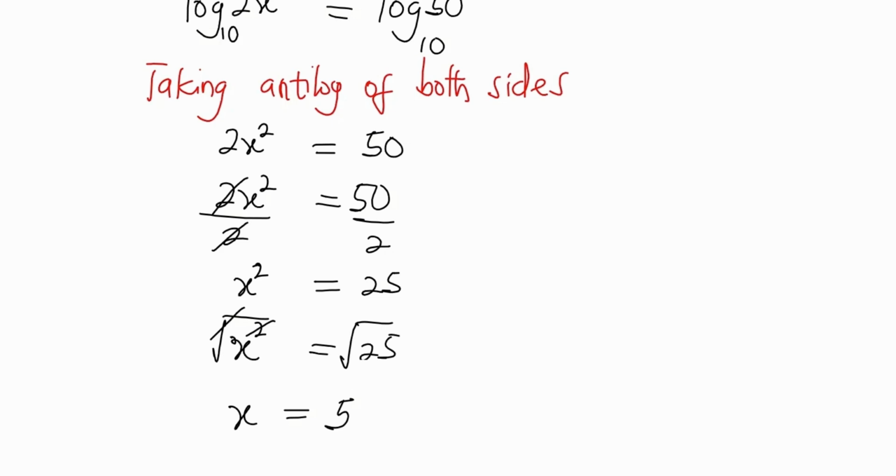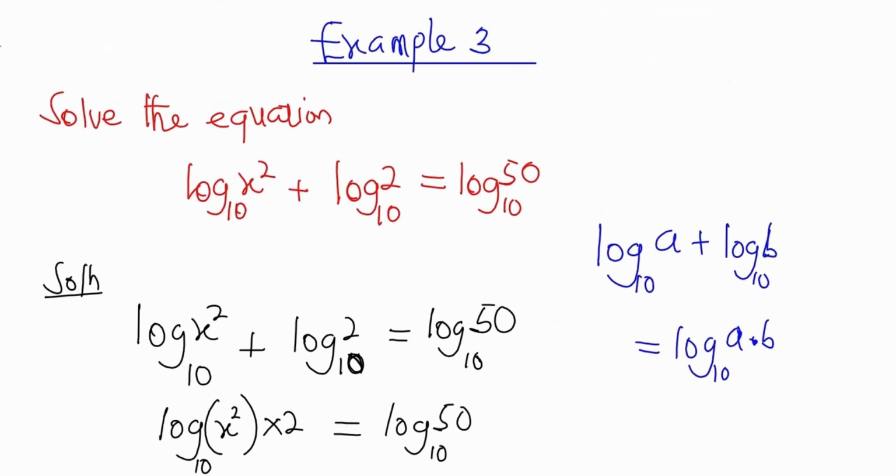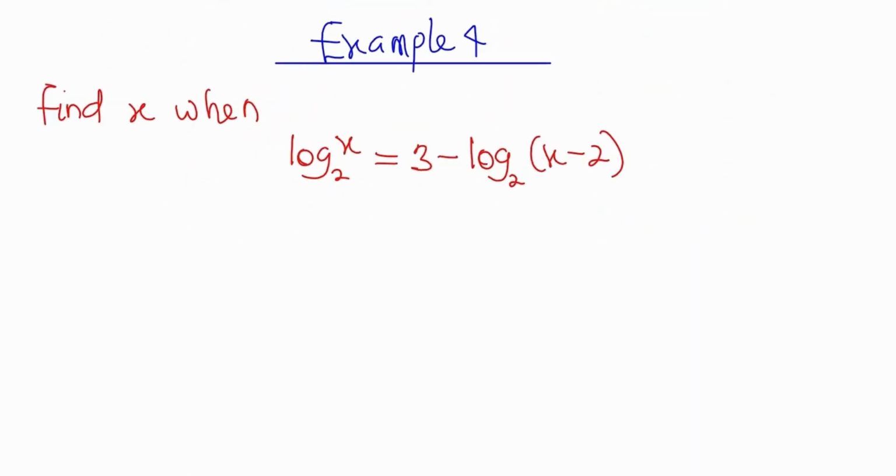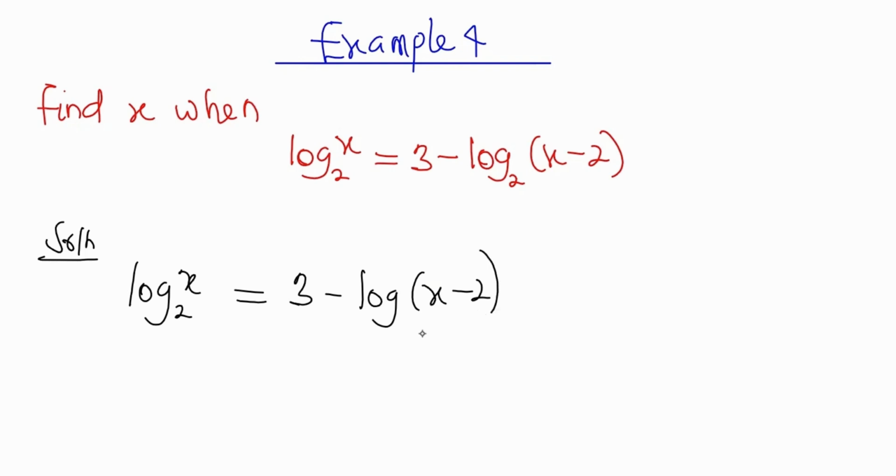Now we are moving forward to the next set of examples, and that happens to be example 4. Example 4 says find x when log x base 2 is equal to 3 minus log of x minus 2 base 2. Now with this, we can see they have the same base. So that is very clear, and we want to find x. So first, you have to write our question as log x base 2, which is equal to 3 minus the logarithm of x minus 2 base 2.